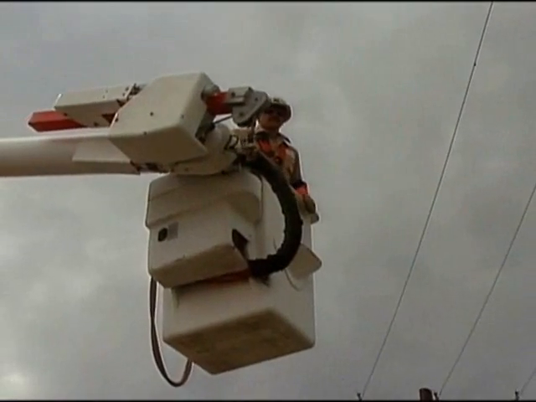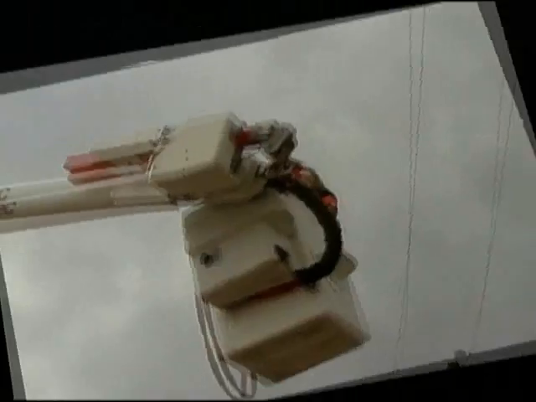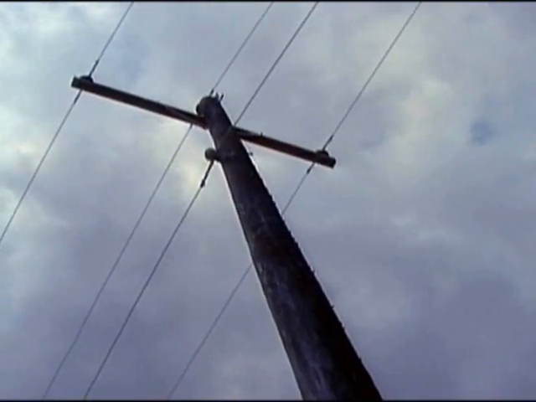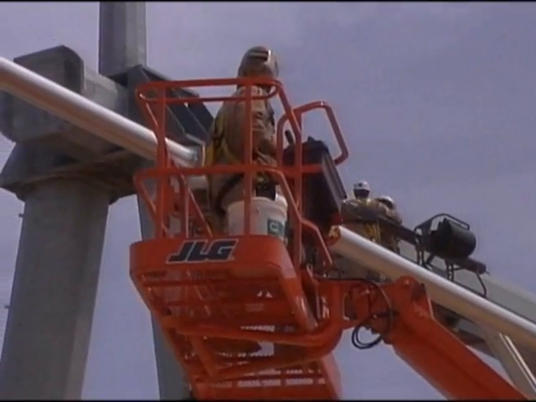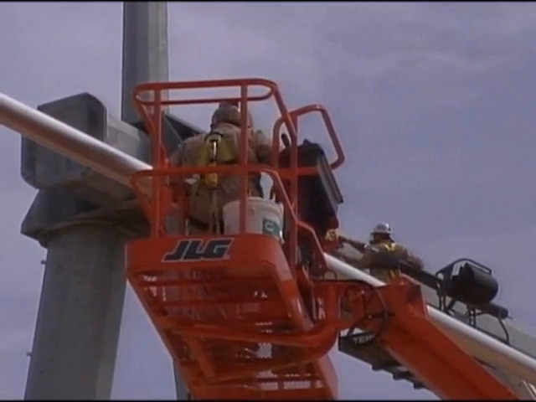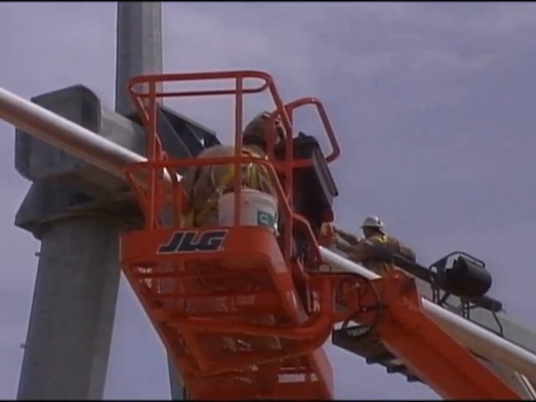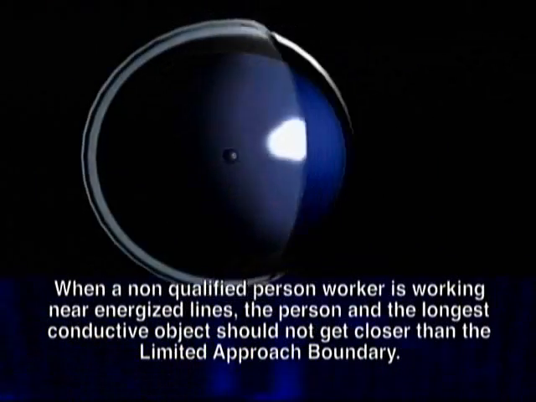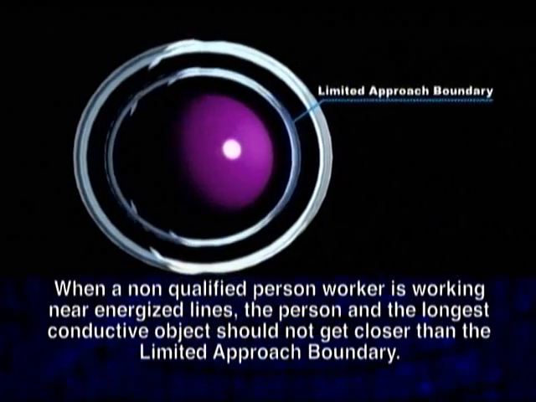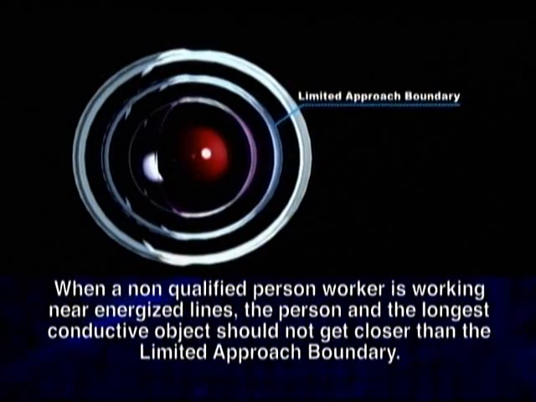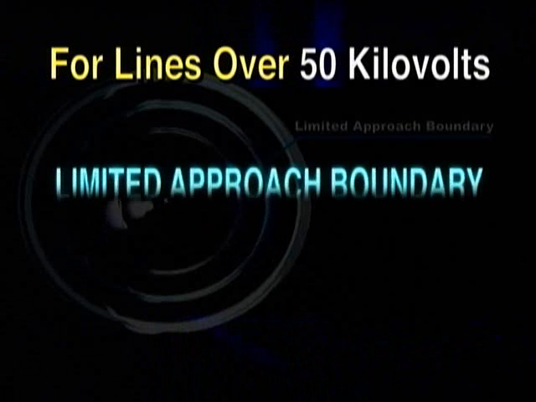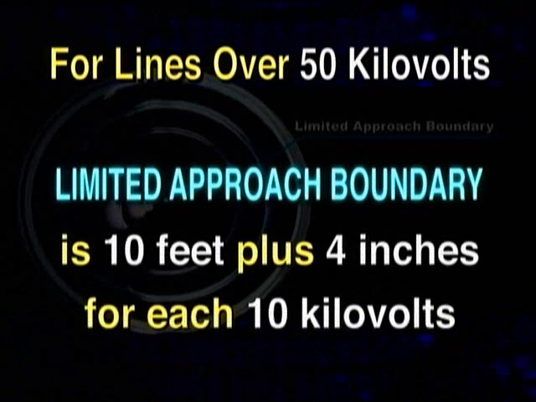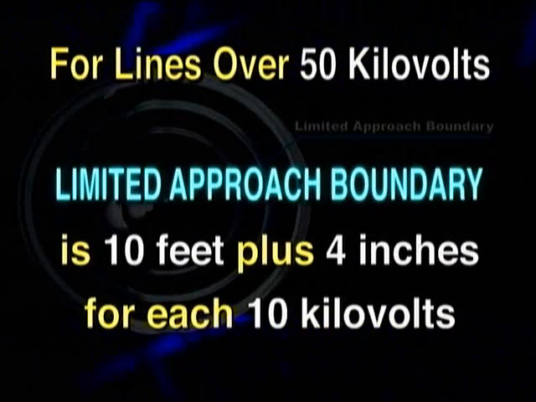Only qualified persons should work on energized circuits. When a worker is exposed to uninsulated overhead lines, additional precautions must be taken to prevent accidental contact. Ideally, all lines that are energized should be de-energized and visibly grounded prior to beginning work. When a non-qualified worker is working near energized lines, the worker and the longest conductive object should not get closer than the limited approach boundary. For lines over 50 kilovolts, the limited approach boundary is 10 feet plus 4 inches for each additional 10 kilovolts.